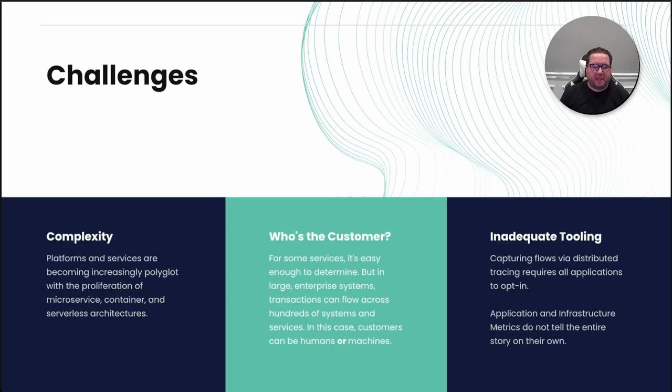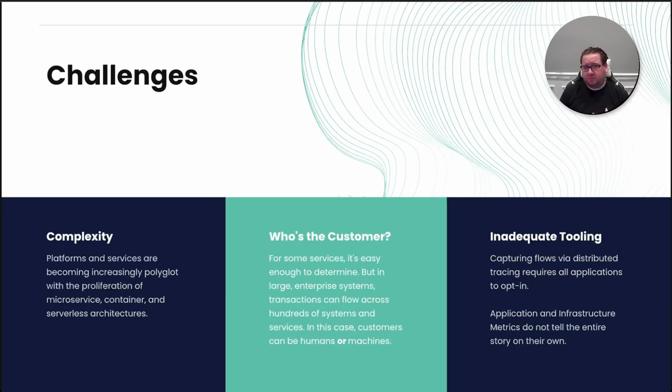Oftentimes you have upstream and downstream consumers that are not humans. You may be part of a 100 or 1,000 piece flow where you're dependent on upstream data, and the entire flow is dependent on you to provide the level of service that's needed to make that transaction successful. So this is where it gets really tricky.